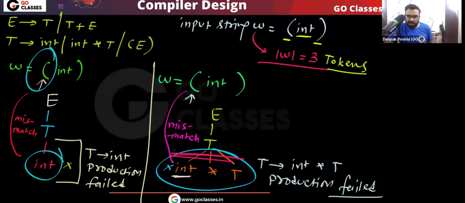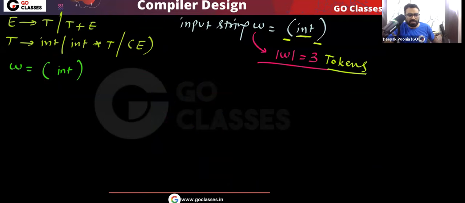Basically we will undo our mistakes, our bad choices, we will backtrack, we will go here, and from this T we will try the next production. Remember, this is still the current input symbol. Now you can see this is the situation. Now this T will try the next production.